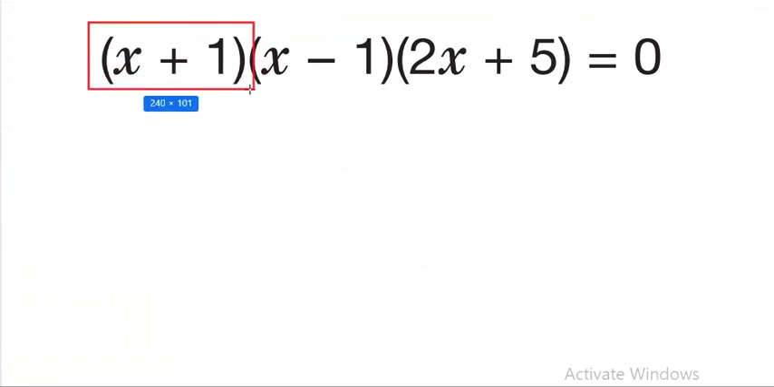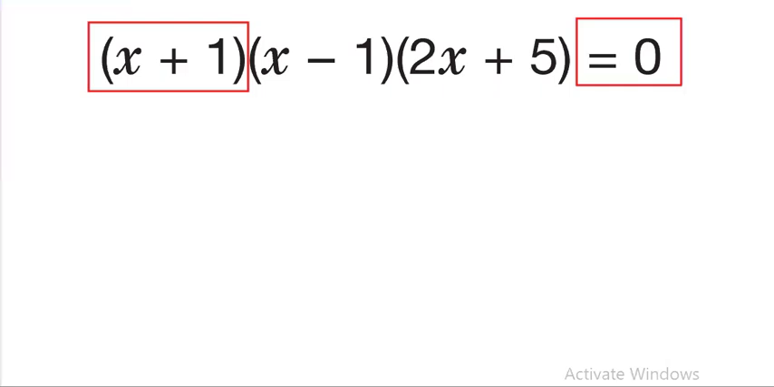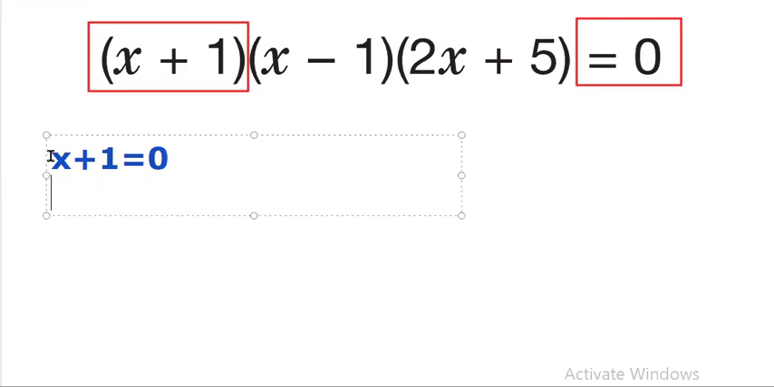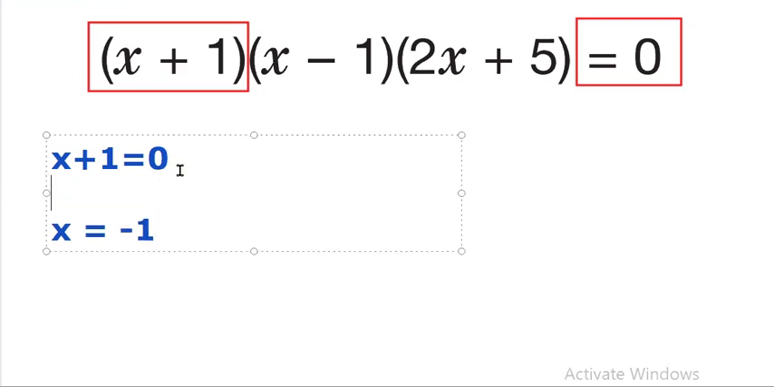So we take the first part, we make it equal to 0 like this, and then we solve it for x. So we say x plus 1 equals 0, and then we take the 1 to the other side. So x will equal -1. And this is the first answer or the first value of x.